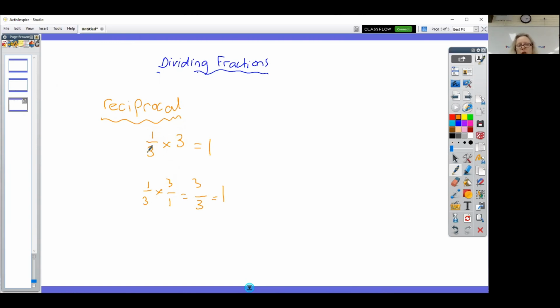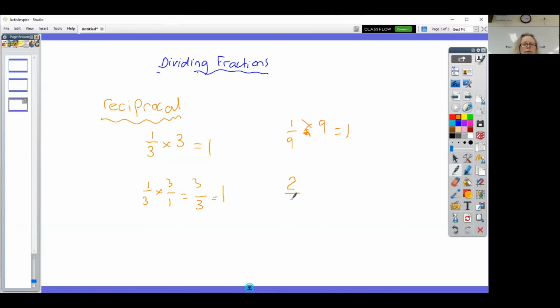So what do I multiply 1/3 by to get 1? The answer is 3. The reciprocal of 1/9 is 9, because 1/9 times 9 equals 1. So the reciprocal of 9 is 1/9, and the reciprocal of 1/9 is 9. It's what I multiply that thing by to get 1. And it follows with other fractions as well.